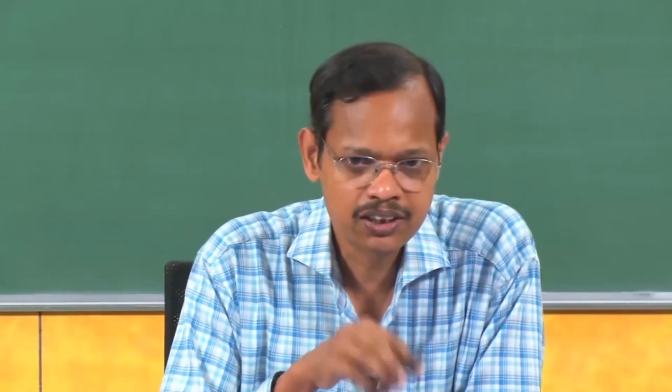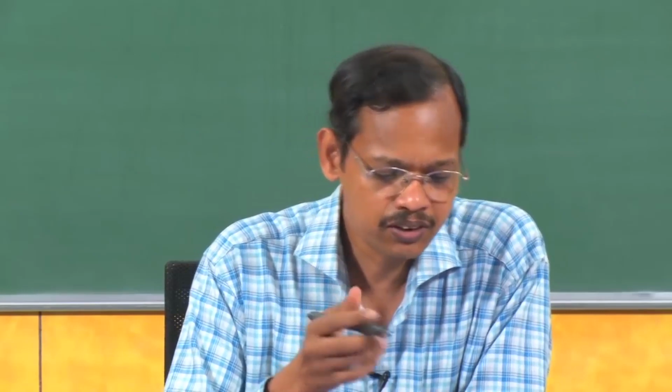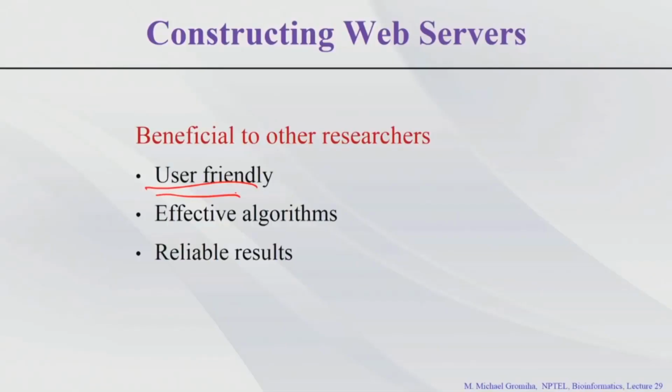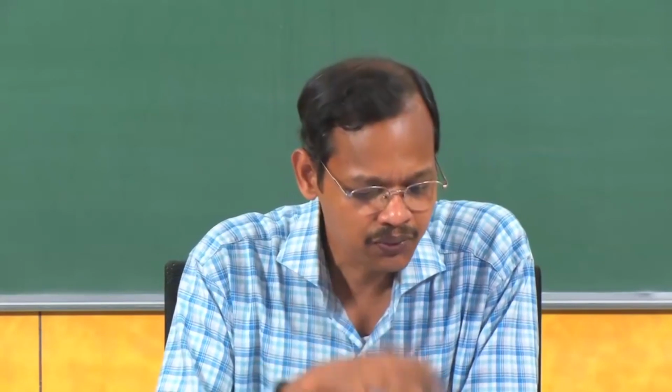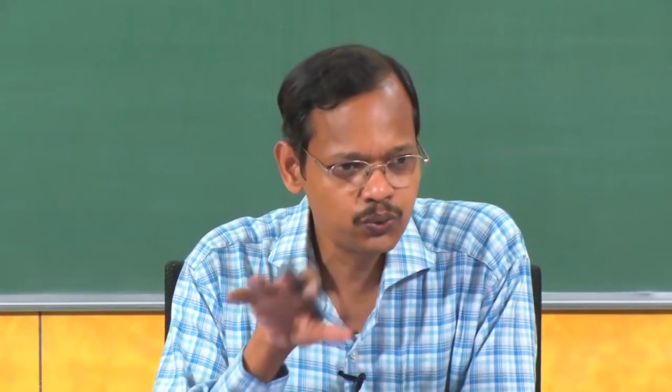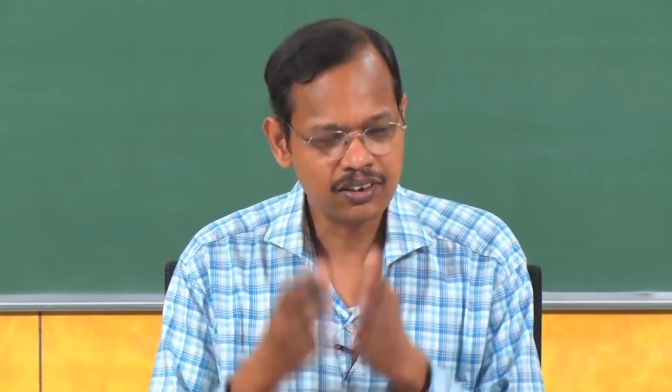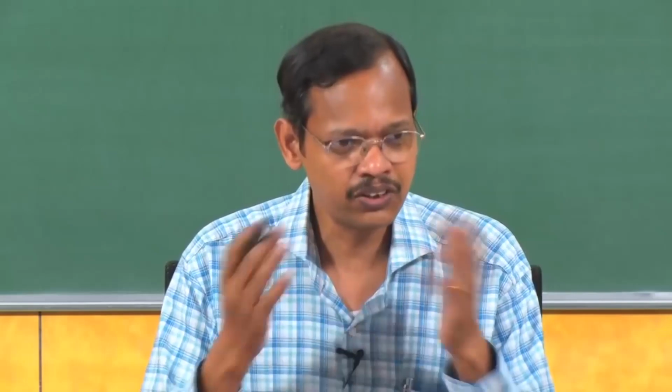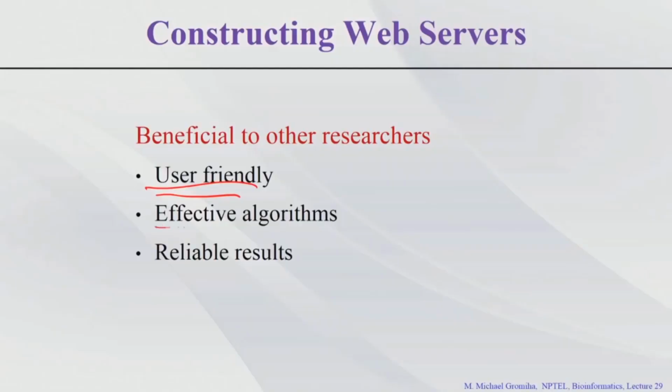So, for the benefit of other researchers, you have to develop a server that should be user friendly, because if anybody accesses your server, right, we already discussed the database and what features are considered to develop a database. Likewise, if other researchers would like to use your server, it should be user friendly, so that they can get the results quickly, and then we need to provide the data. Or you can put the effective algorithms in the server, and in this case you can give reliable results, so that others can use your data set, and that will be beneficial to other researchers in this field.